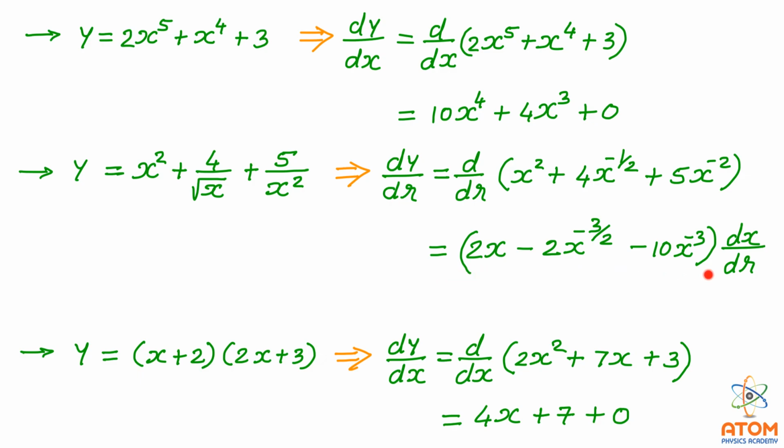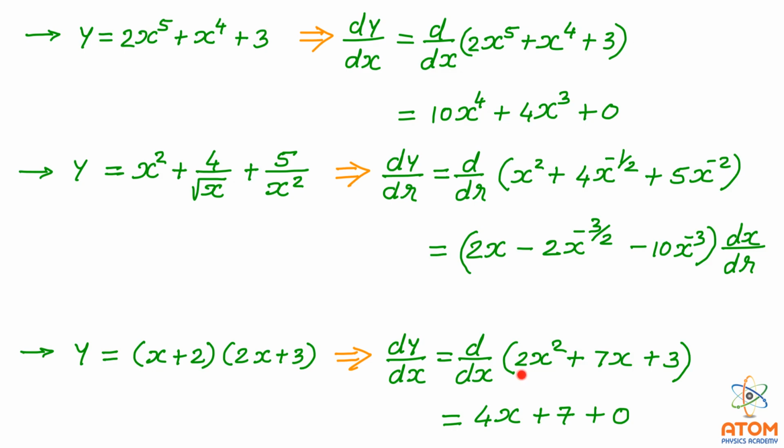So this is the differentiation of this equation with respect to r. Now let us see, if y is equal to (x + 2)(2x + 3) is given, and suppose we have to differentiate this y with respect to x, that means dy by dx. So I will take d by dx of this bracket. See, this bracket is a multiplication of these two brackets. So multiplying these two brackets, we will get 2x square plus 7x plus 3.